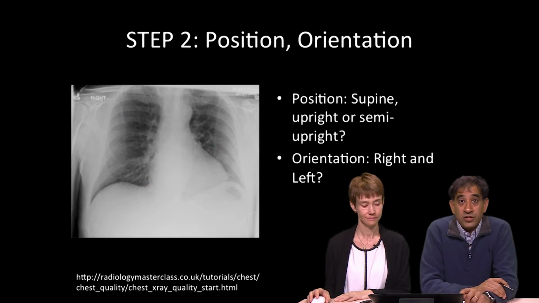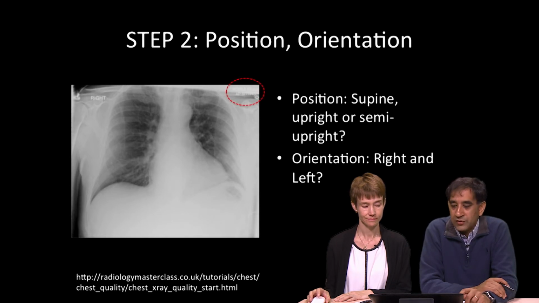The next thing that we want to do is look at the positioning and orientation. Again, is this patient supine, upright, or semi-upright? And what is the orientation of the film? And again, these are generally denoted on the X-ray. So if you look very carefully, you can see how this was taken. This is an AP sitting or upright, and this is the right side of the X-ray, meaning that the other side is the left side in terms of orientation.